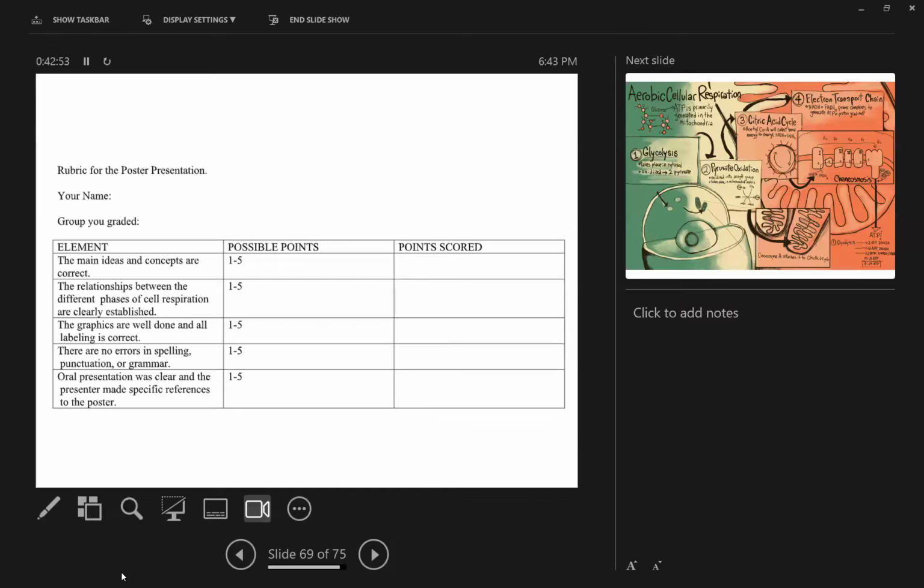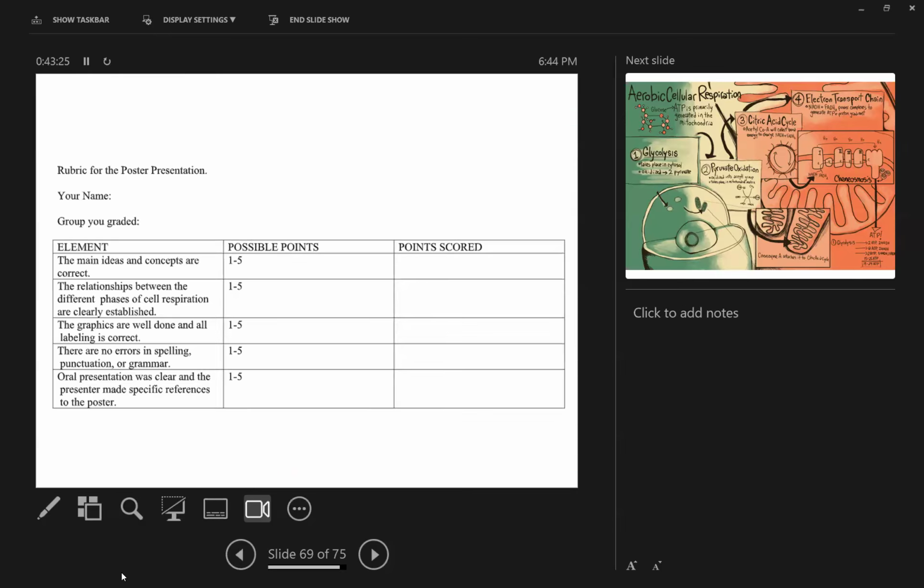You're going to look at whether the main ideas and concepts are correct. Also, whether the relationships between the different phases of cellular respiration are established. The graphics are well done and labeled correctly, which means spelled correctly. There are no spelling, punctuation, or grammar errors, and the oral presentation was clear. And the presenter made specific references to their poster, actually using their poster as a tool to walk you through what they were saying.